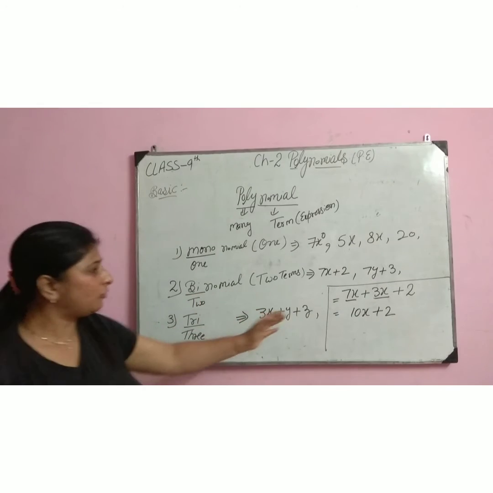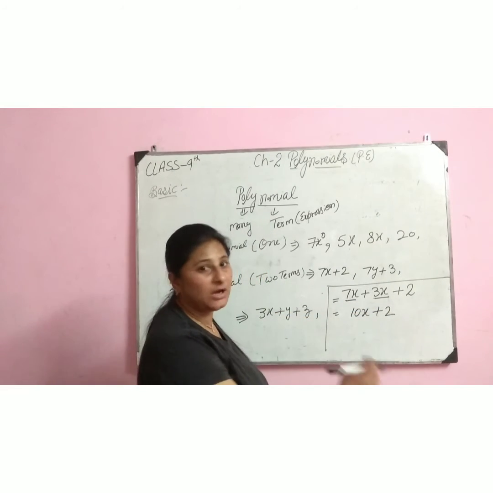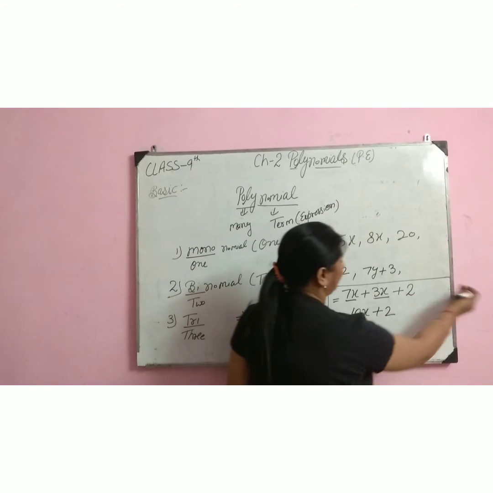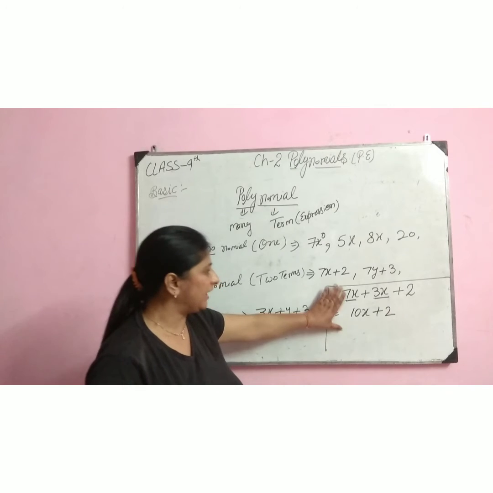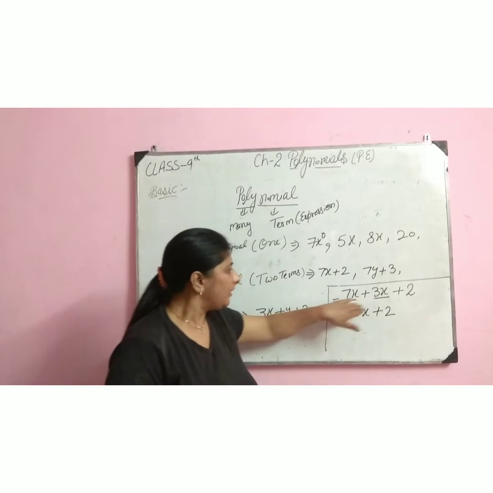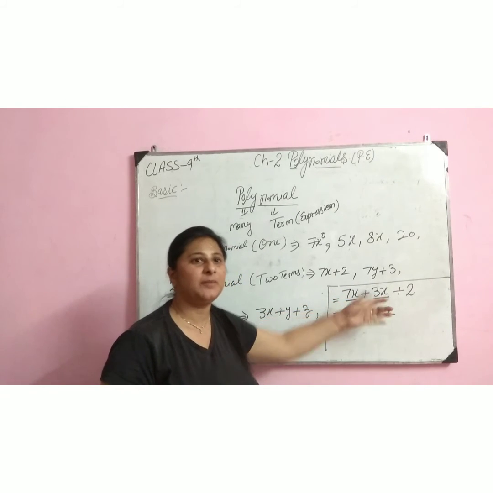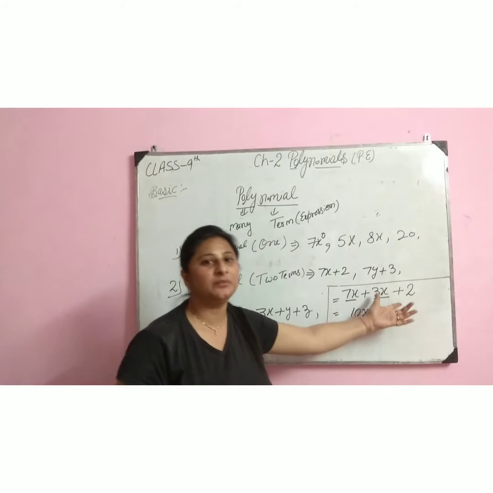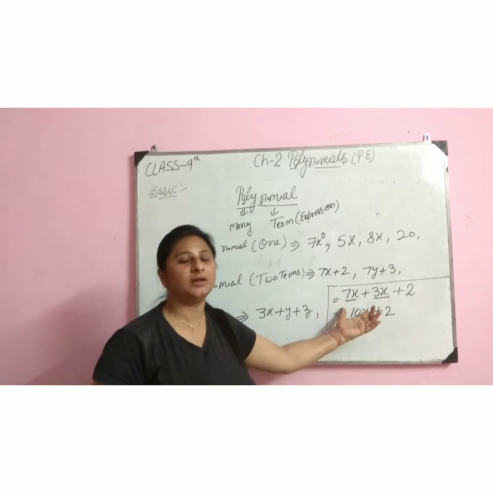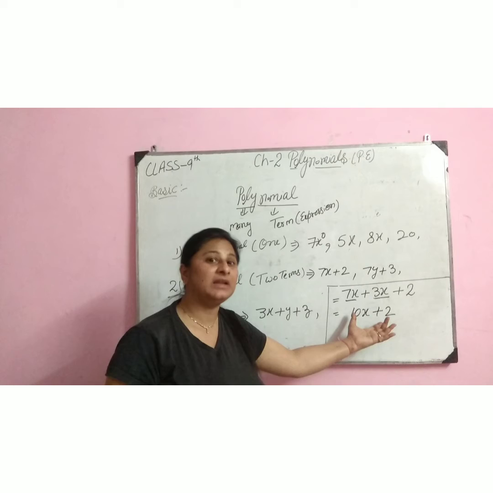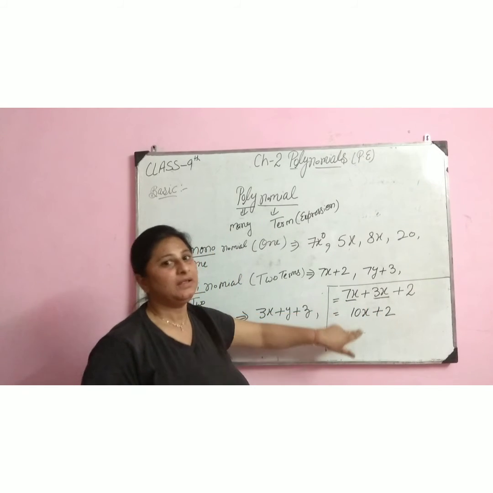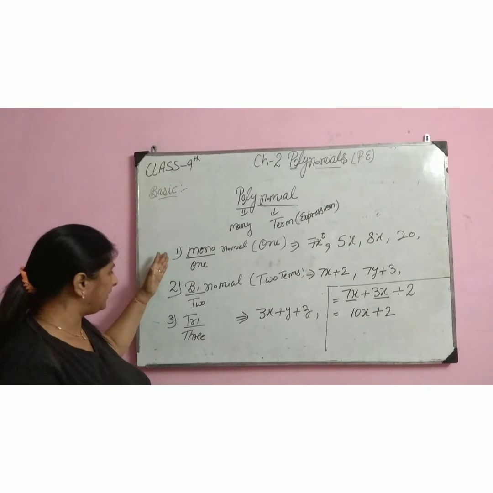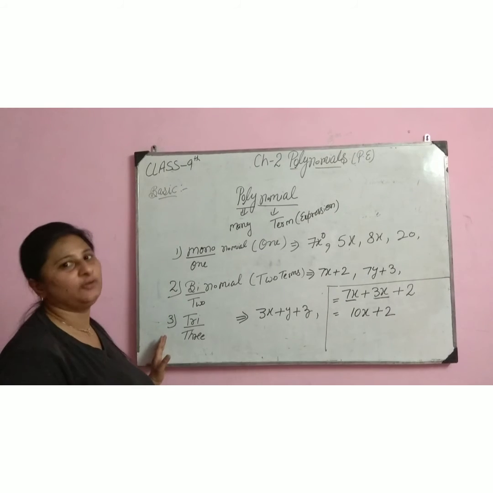So don't go by the number of terms. Don't count 1, 2, 3, 4, 5. You just see the sum first. Maybe in the equation 2 terms are like terms, or 3 terms are like terms, or 4 terms are like terms, or maybe no terms are like terms. So first you see the sum and simplify it. Then you can say whether it is monomial, binomial or trinomial.